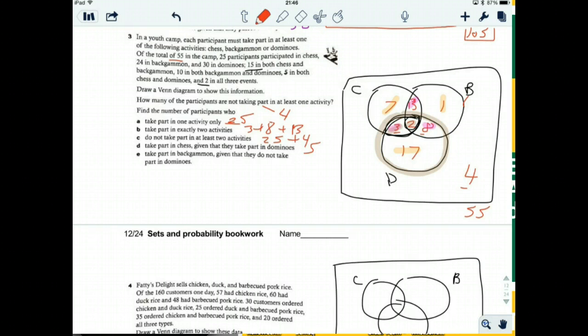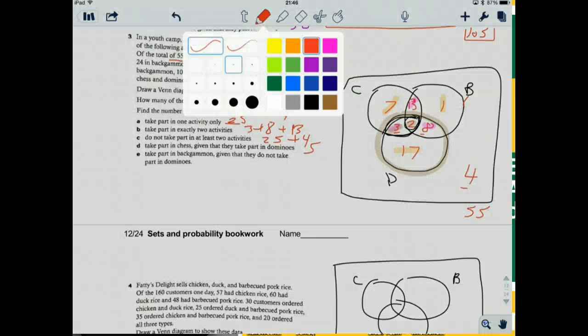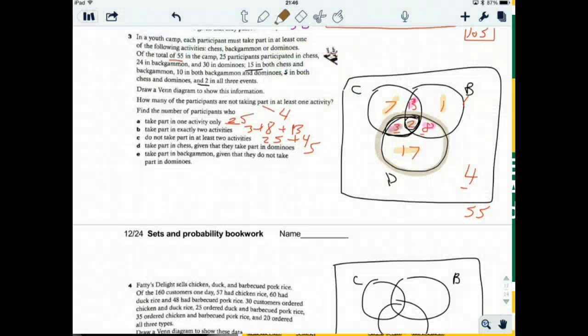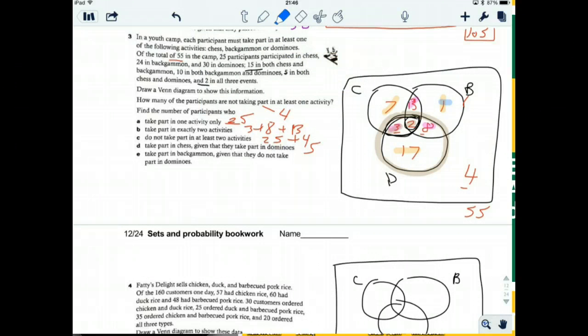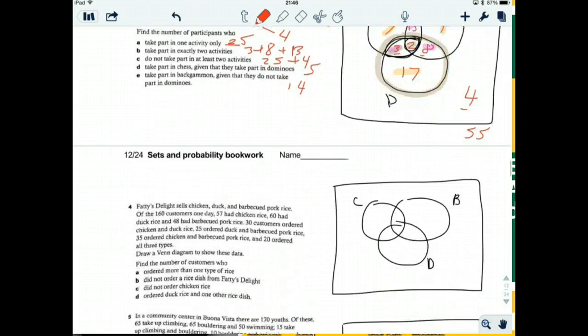How many people take part in backgammon, given that they do not take part in dominoes? So that would be everybody outside the brown circle. And then how many of those people take part in backgammon? So that would be these two, right? 13 and 1, which would be 14. Okay, so that's it for number 3.